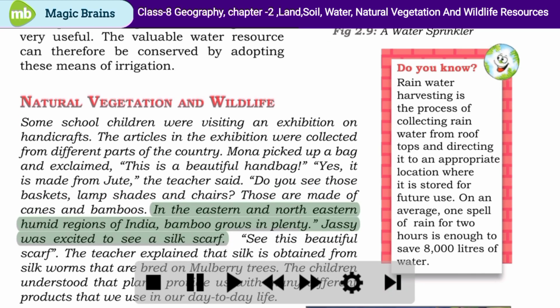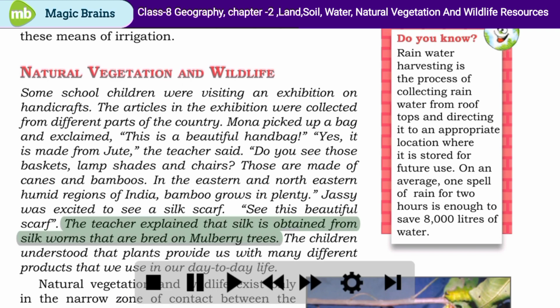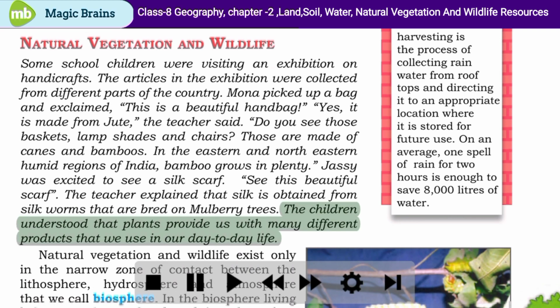In the eastern and northeastern humid regions of India, bamboo grows in plenty. Jessie was excited to see a silk scarf. "See this beautiful scarf?" The teacher explained that silk is obtained from silkworms that are bred on mulberry trees. The children understood that plants provide us with many different products that we use in our day-to-day life.